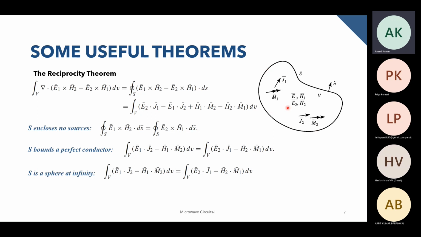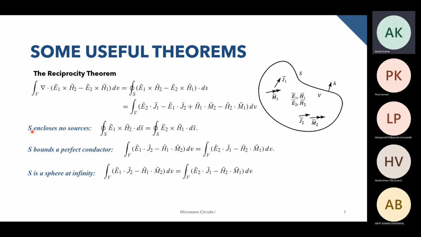Using some vector identities, you can convert the volume integral to a surface integral using the Gauss divergence theorem, and write this particular expression. This is what we call the reciprocity theorem, and this expression takes different forms under different cases, for example when J1 is missing or M1 is missing. So need not worry. This comes in handy sometimes, but you should know. And we looked at three cases.